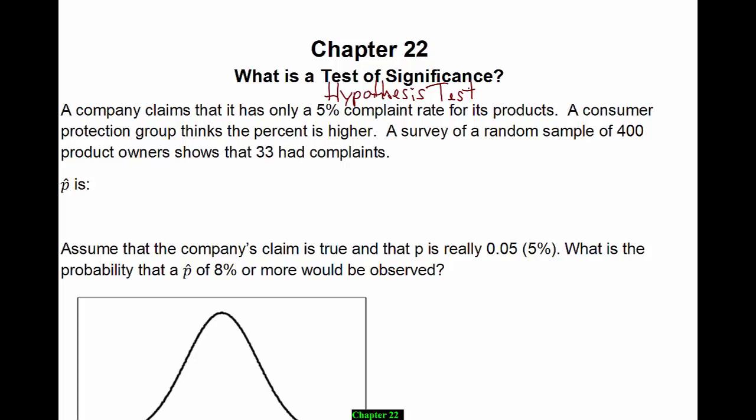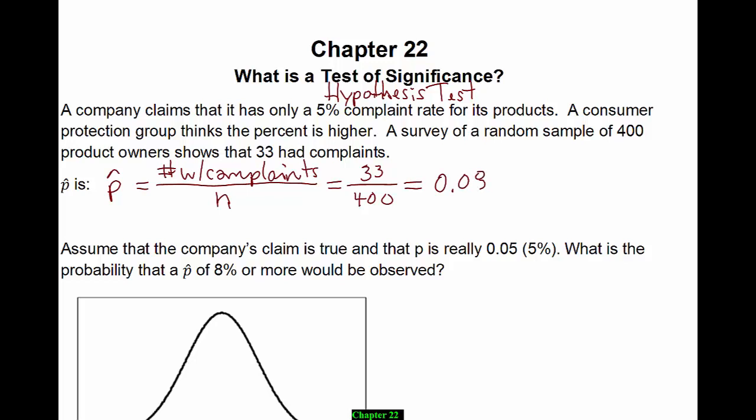A company claims that it has a 5% complaint rate for its products. A consumer protection group thinks the percent is higher. A survey of a random sample of 400 product owners shows that 33 had complaints. Find P hat. P hat is the number in the sample that had complaints divided by the number of people in your sample. The number that had complaints in our sample was 33, and there were 400 people in the survey. That works out to be 0.083, and we'll round it to 8%.